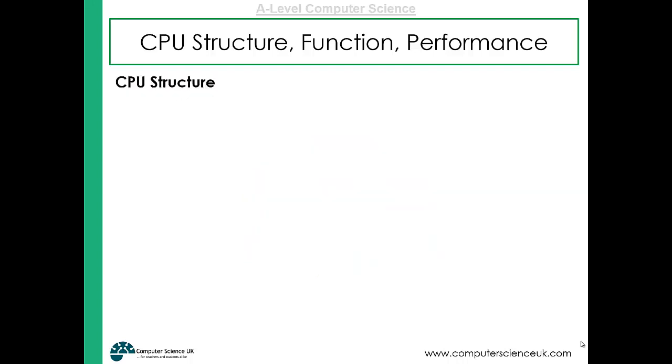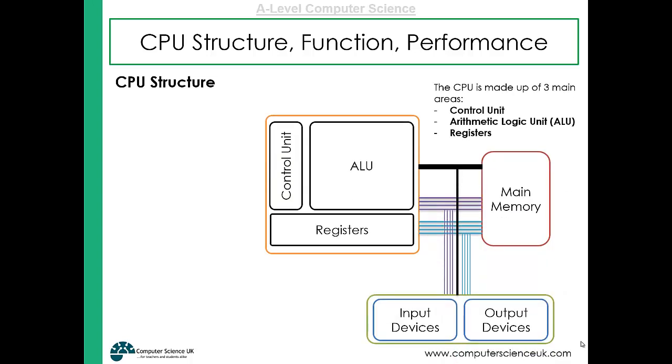So let's have a look at the CPU structure. We'll have a look at the fetch, decode, execute cycle in a bit more detail. We'll understand the structure and we'll understand exactly what's going on at a much higher level. So the CPU is made up of three parts. It's made up of the control unit, the ALU, which is the arithmetic logic unit, and the registers.